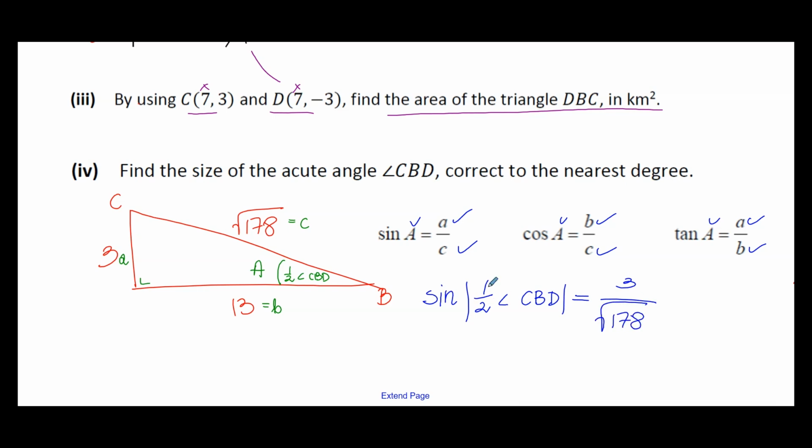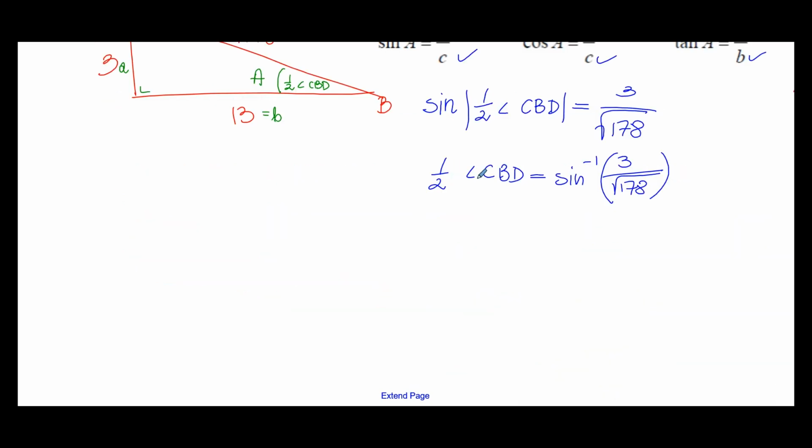Now, I don't want sin of an angle, so I take sin to the other side. What happens? It becomes inverse, meaning sin to the power of minus 1 of 3 over square root of 178. And then the next thing is that I want the full angle, not half of it. So that means I multiply this by 2 and I multiply this by 2. And when we put that in the calculator, we get that the angle CBD we are looking for is actually 26 to the nearest degree.